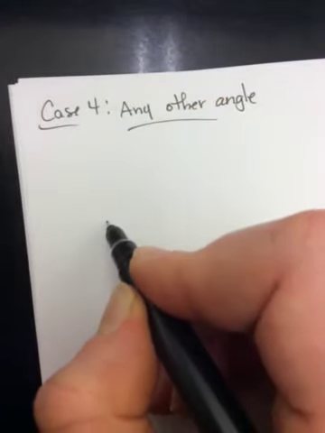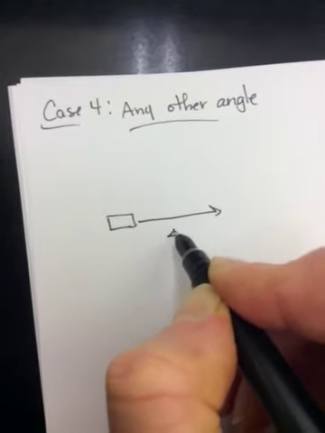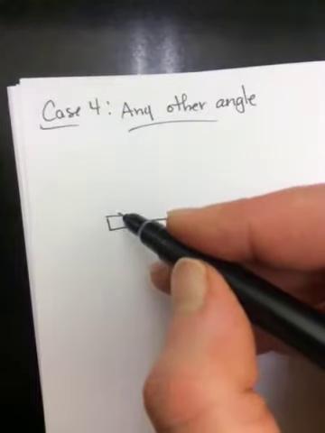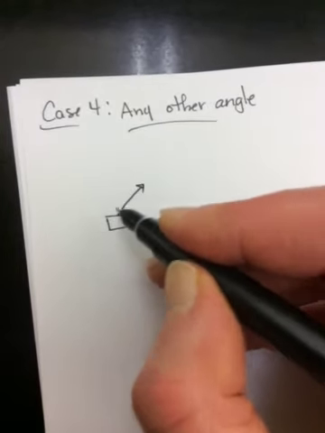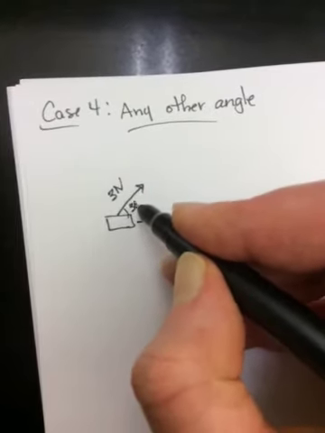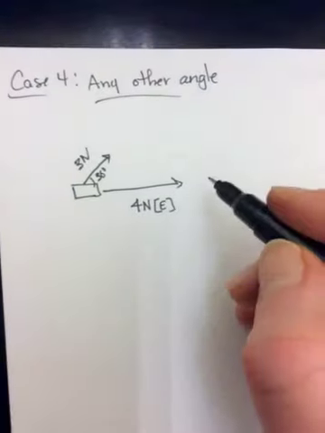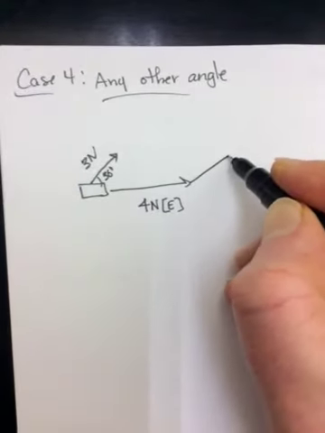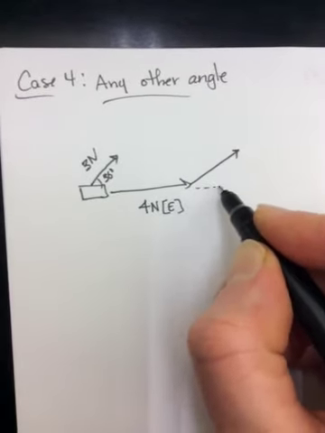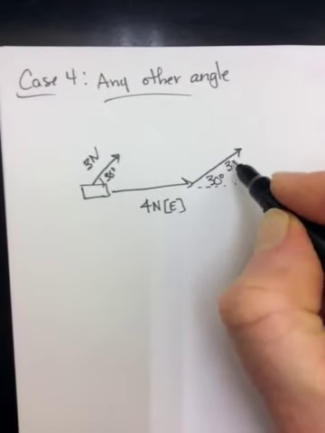All right, so this time I have my 4 newtons still going east, but now you are going to push at an angle. You're going to push like this, 3 newtons, and let's make this angle maybe 30 degrees. Okay, so again, I need to slide it head to tail before I can add it together. So my 3 newtons is going to be here, and this angle here is going to be 30 degrees. Okay, and this is my 3 newtons.